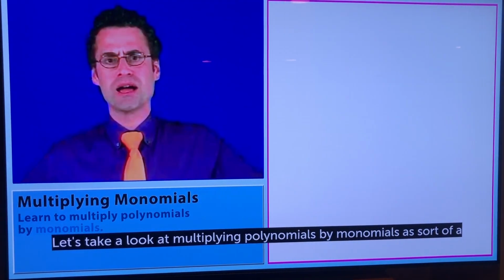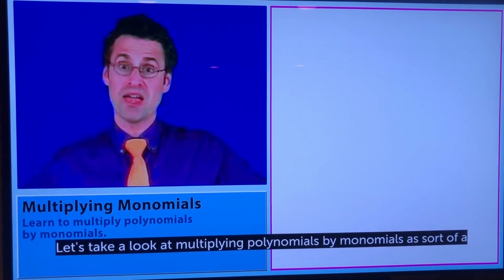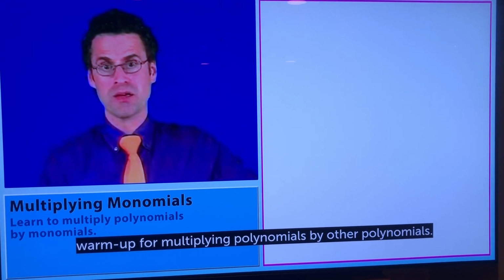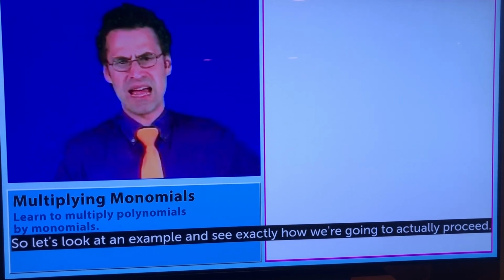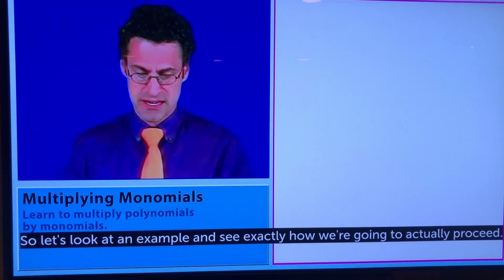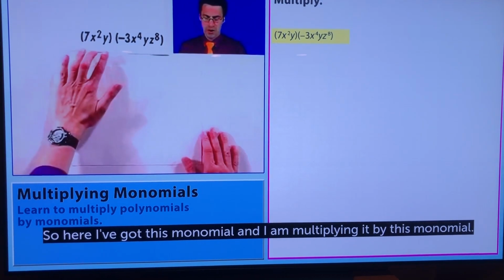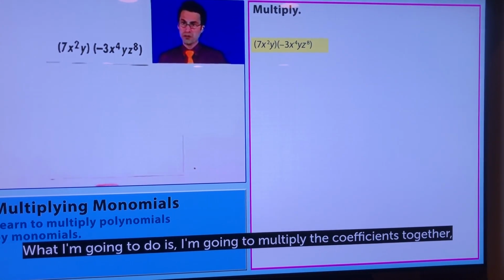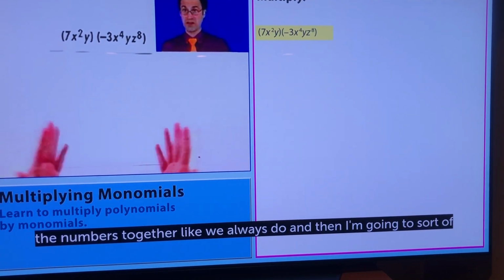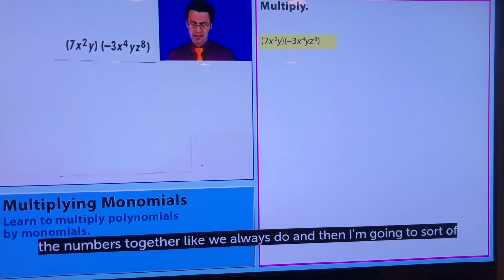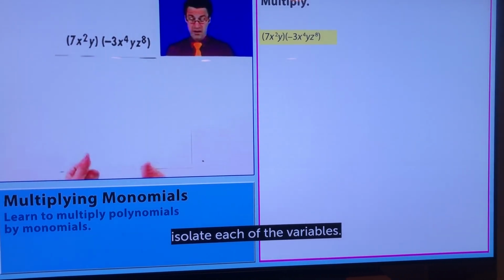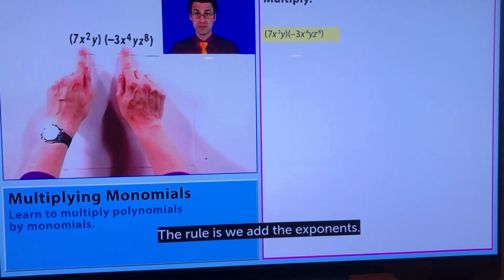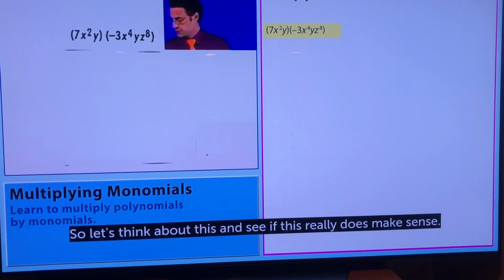Let's take a look at multiplying polynomials by monomials as sort of a warm-up for multiplying polynomials by other polynomials. So let's look at an example and see exactly how we're going to proceed. So here I've got this monomial, and I'm multiplying it by this monomial. What do I do here? I'm going to multiply the coefficients together, the numbers together, like we always do, and then I'm going to isolate each of the variables so they have the same base, and then I know what to do. The rule is we add the exponents. So let's think about this and see if this really does make sense.